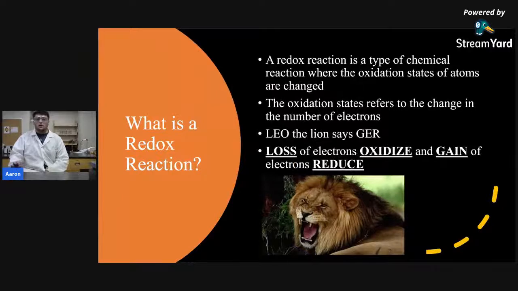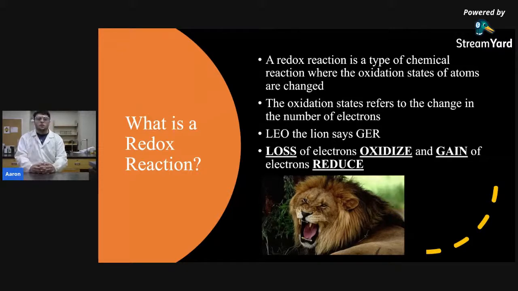So let's begin. We're talking about redox reactions. So what is a redox reaction? Well, a redox reaction is a type of reaction where the oxidation states of atoms are changed. And by that, we just mean that there's a transfer of electrons. So the oxidation state refers to the change in the electrons.